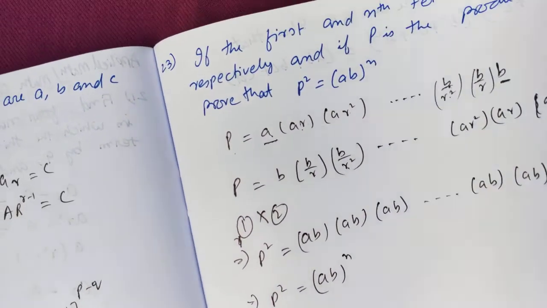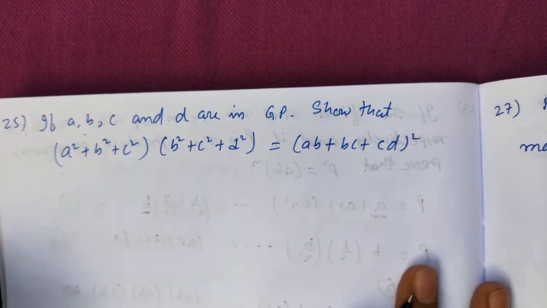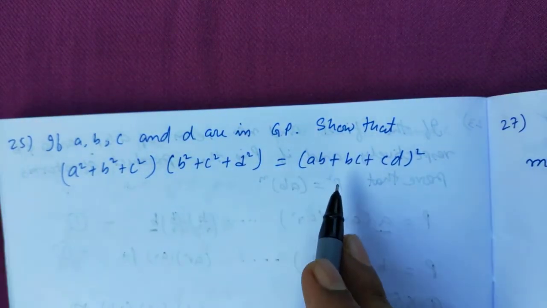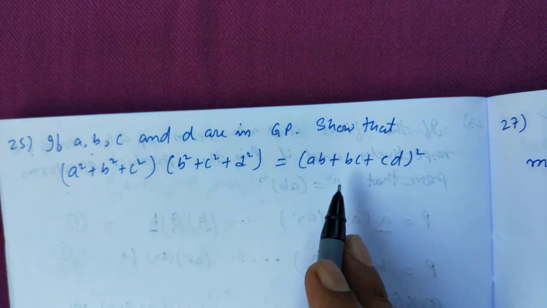Let's do question number 24. A, B, C, D are in GP. Show that... you have to prove this.